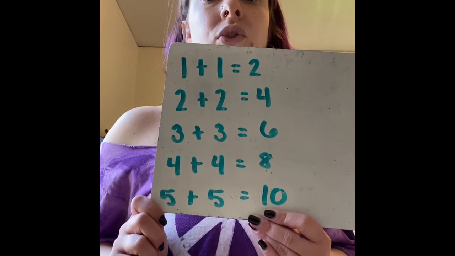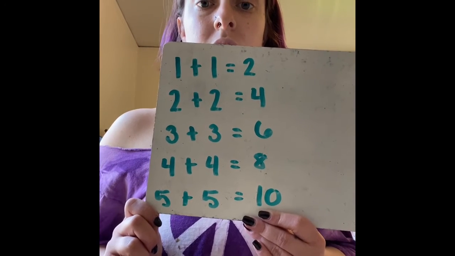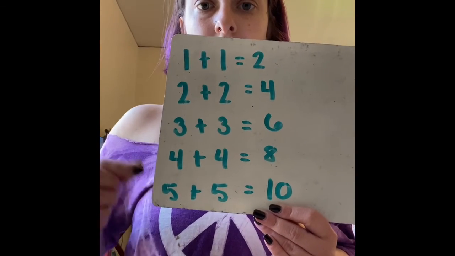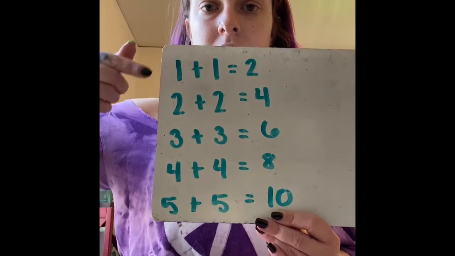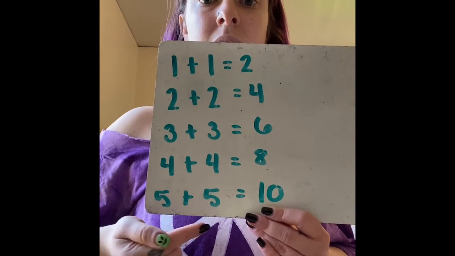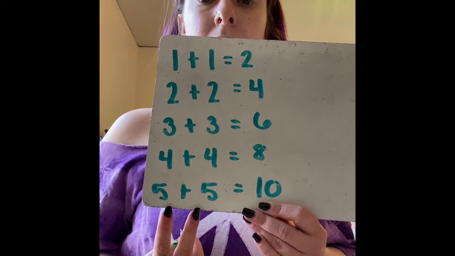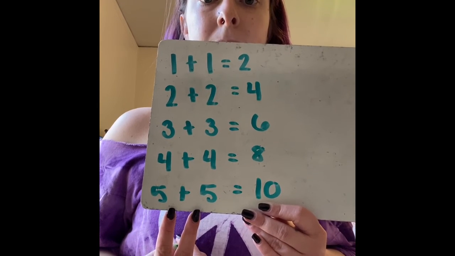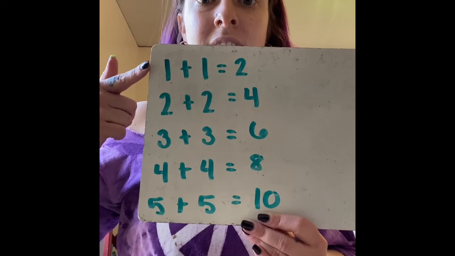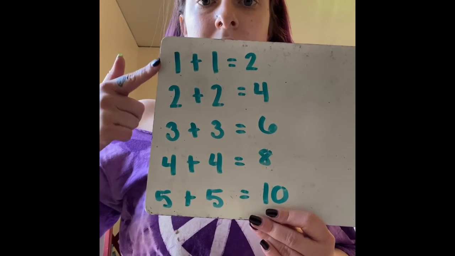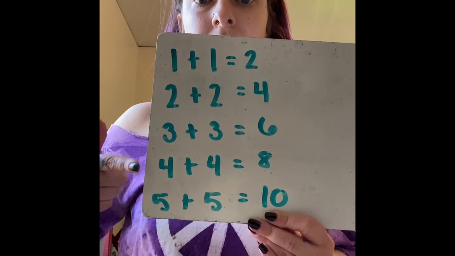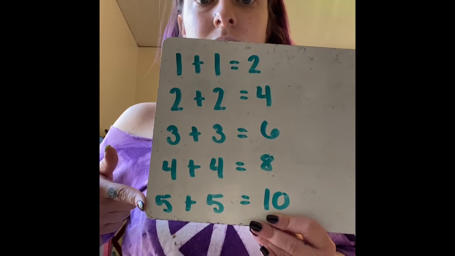Okay, so Miss Taylor's first notice about these equations are that these are all doubles. So we have 1 plus 1, 2 plus 2, 3 plus 3, 4 plus 4, 5 plus 5. So these are called doubles because they are the same number. Okay, my second noticing is that it counted up by 1. So 1, 2, 3, 4, 5. Did you also notice that?